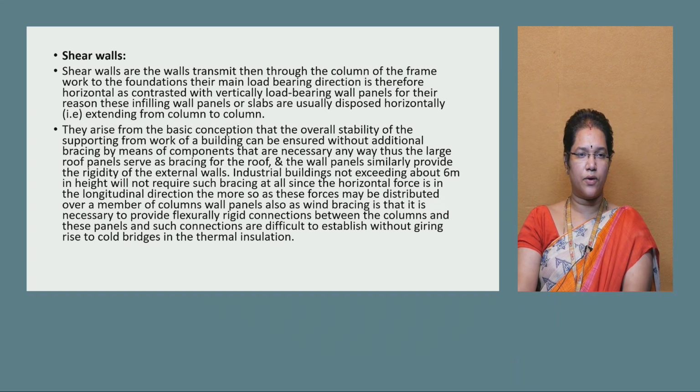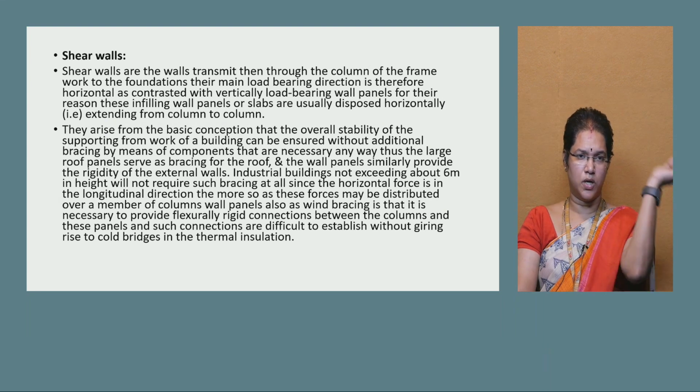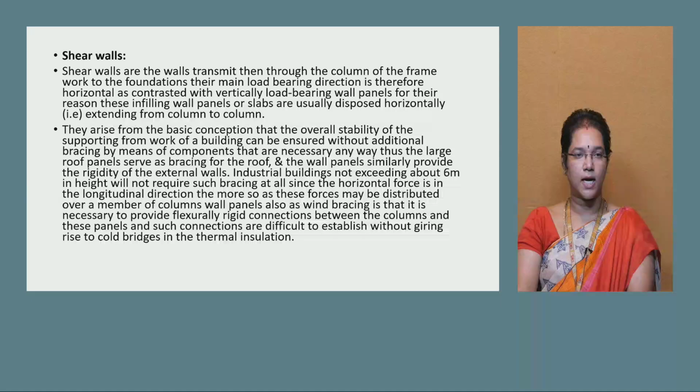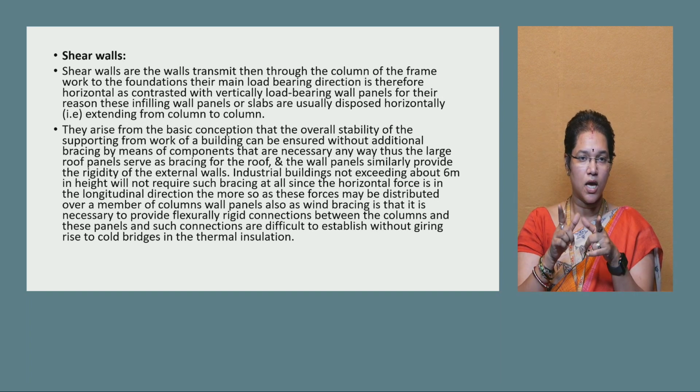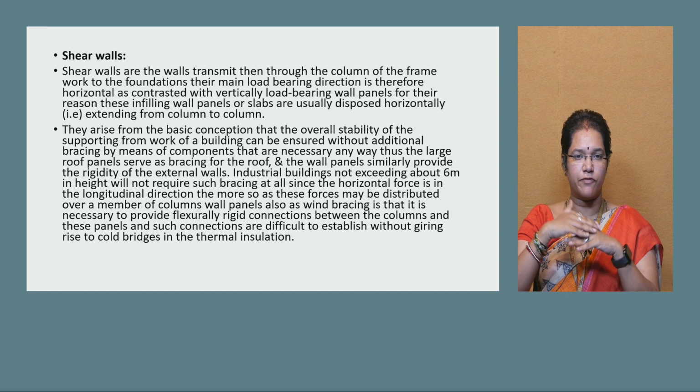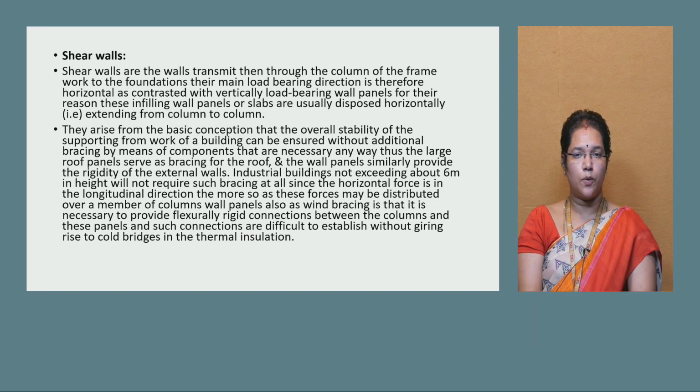Then, from the basic conception, the overall stability of the supporting framework of the building can be ensured without additional bracing by means of the components that are necessary, and the large roof panels serve as bracing for the roof. So see here, the shear walls are used. Which panels are used? Large roof panels will serve for the bracing. Okay, the roofing is used for bracing. Then the wall panels similarly provide the rigidity of the external walls.